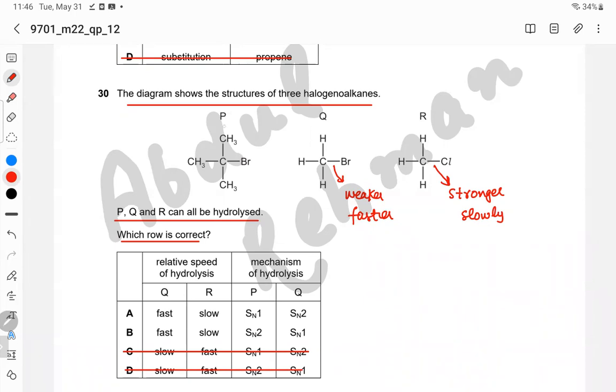Now, if you look at P, P is tertiary. And if P is tertiary, then it will form a carbocation first, and then a nucleophile will attack, which means it will undergo the SN1 mechanism. And in the B part, they are saying P undergoes the SN2 mechanism, which makes me mark B wrong as well. So I am left with A. So A is my correct answer. Is this understandable to everyone?